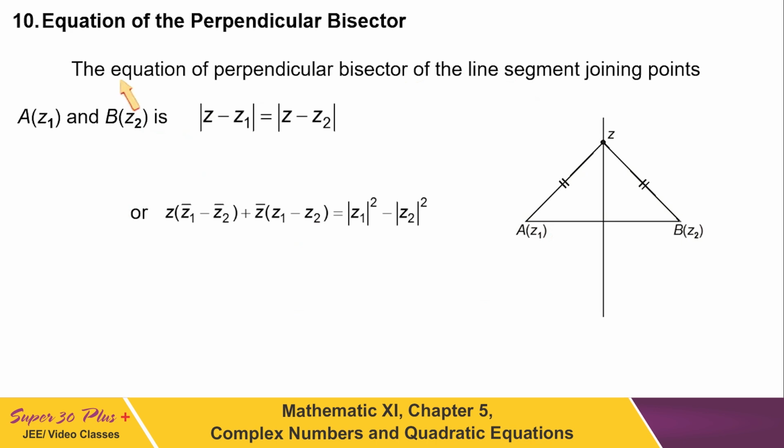What is the meaning of equation of perpendicular bisector? We are going to form a relation in z, where z is a variable such that the distance from the points A and B always remains the same from the point Z. That's why point Z lies on the perpendicular bisector of the line joining A and B.